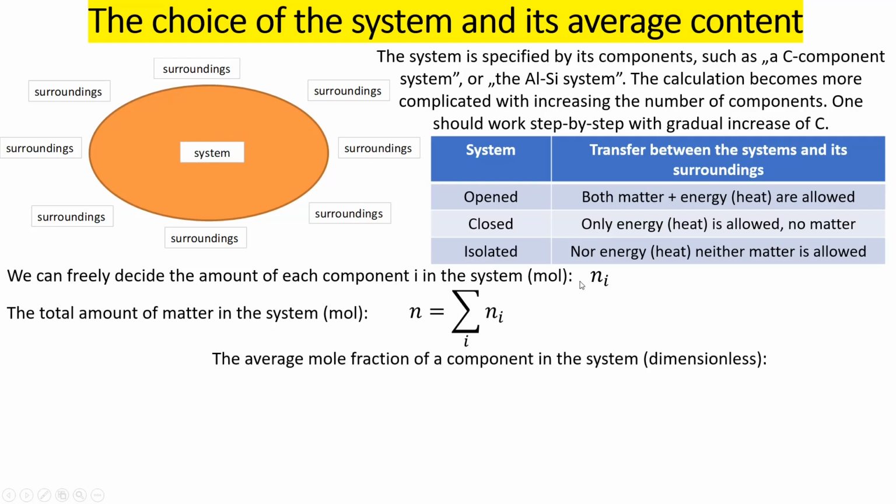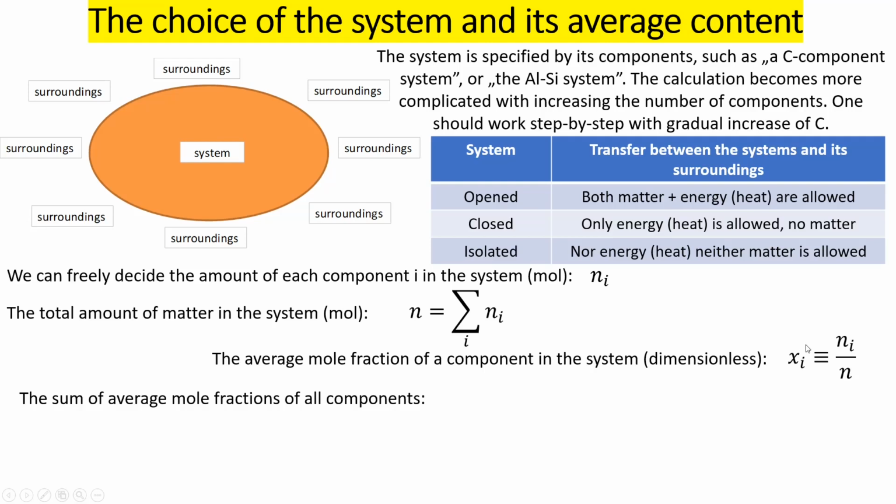And based on Ni and N, based on the ratio, we can define the average mole fraction of component i in the system, which is dimensionless because it's mole per mole. This is denoted as xi, small xi. It is defined as the amount of matter of component i in the system divided by the total amount of matter in the system, mole per mole, dimensionless. Mole fraction, average mole fraction in the system.